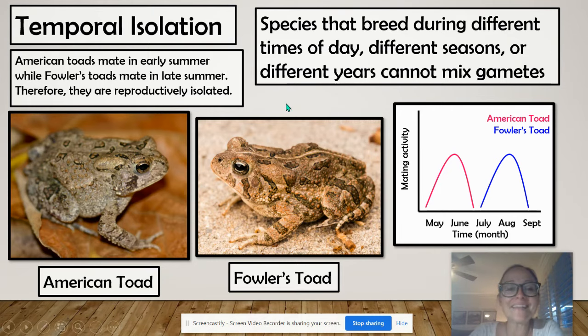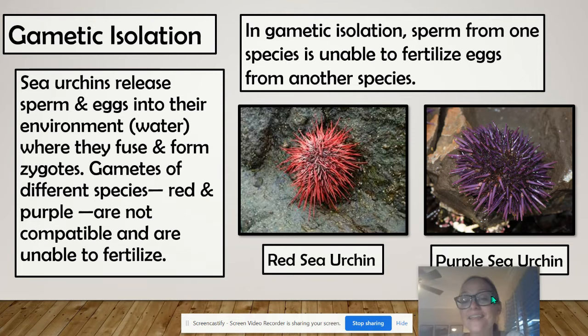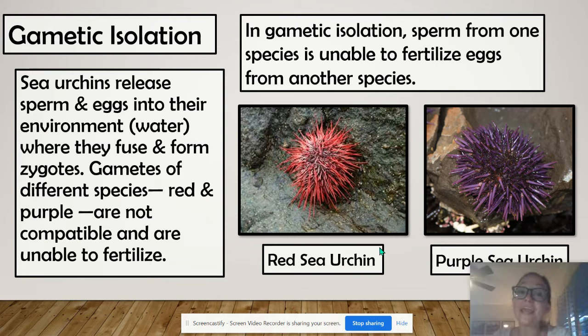Okay. And then we have gametic isolation. So this is important also for like wind pollinated plants or animals that live in water, for example. So for a water example, here we have some sea urchins. So red and purple sea urchins actually will release their gametes, their sperm and egg, into the current or into their environment, the water. And then the water will mix the gametes.